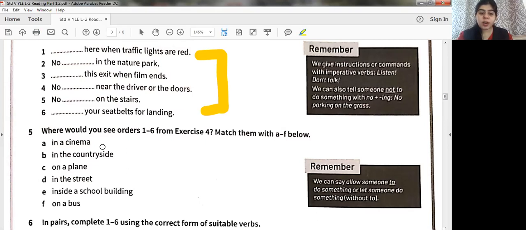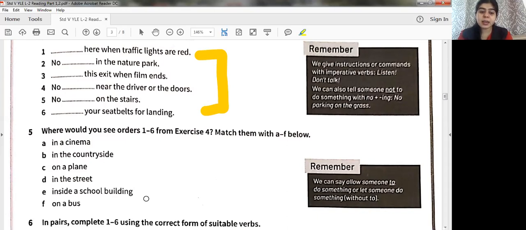Next, which order do you find in the countryside? It is number 2. See, on a plane, I told you, put on your seat belts for landing. We also wear seat belts in the car, but we are not landing when we are driving the car. So landing is taking place in the context of the aeroplane. So it is number 6. Next, in the street. Where do we find the traffic light signals, students? It is in the street. So it is number 1.